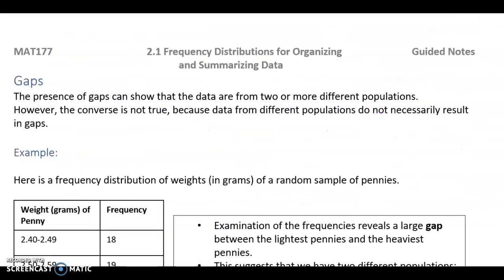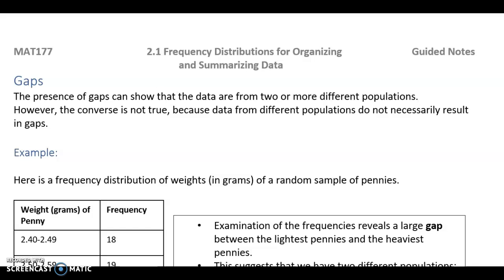Looking at data, it's good to look at whether it's normal or it skews left or skews right. But another thing you might see when you're looking at a frequency distribution or a histogram is the presence of gaps. Gaps can show that data are from two or more different populations. However, the converse is not true. So the reverse of that.